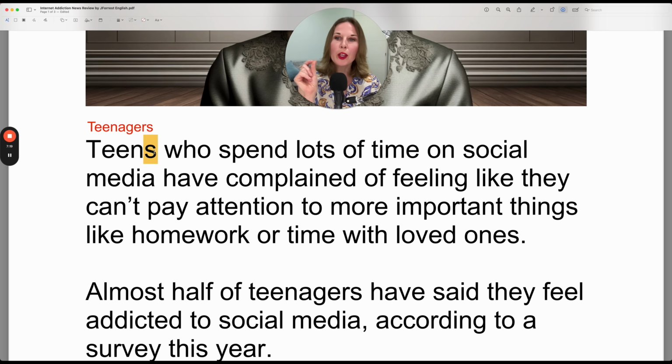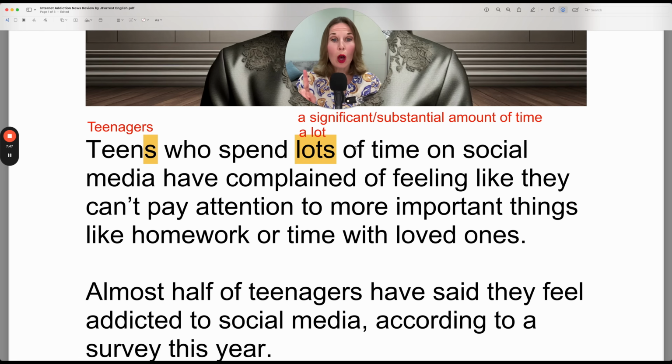Because remember, when you add that S to a noun, you're talking about the whole group. So teens, the entire category of teens, teenagers who spend lots of time. Lots of time, this is a more casual way of saying a lot of time. So instead of saying a lot of, just saying lots, it sounds more casual, more informal. A lot of is still relatively informal.